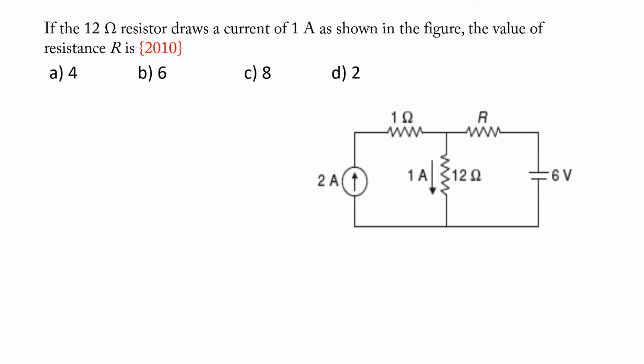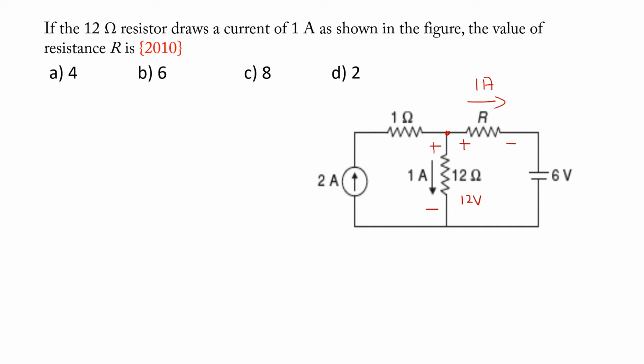So in this figure, if you observe, the current source is 2 amps. So the 2 amps current gets divided at this particular junction. The current through 12 ohms is given 1 amps. So obviously the current through this resistor R is 1 amps. The voltage across this is 1 into R. Similarly, the voltage across this 12 ohm resistor is 12 volt.